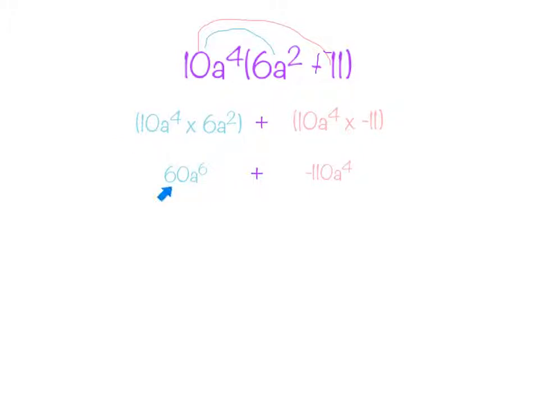Multiplying this will give us 60a to the sixth plus multiplying this will give us negative 110a to the fourth. And again, we can't simplify that, so this will be our final answer.